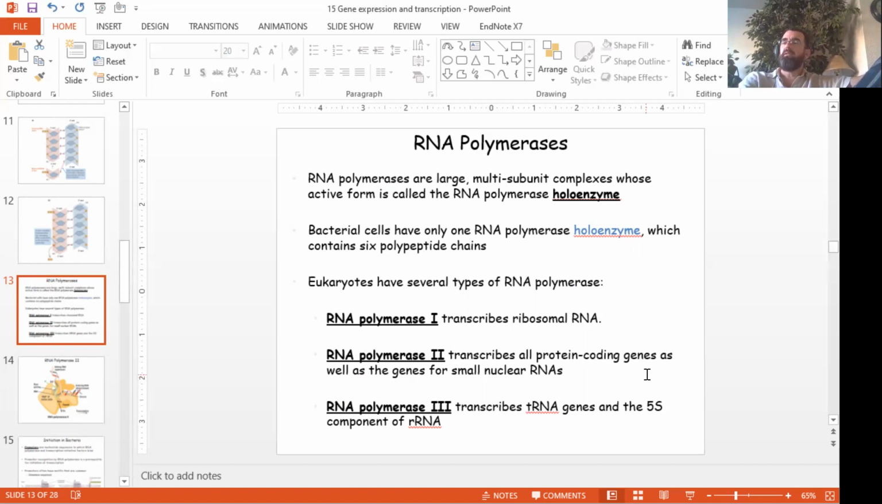RNA polymerase 1 makes ribosomal RNA. So this is the RNA that's responsible for translation, or at least a large part of rRNA. And RNA polymerase 3 makes tRNA. These are the small RNAs that are responsible for translating the mRNA strand, and a small component of ribosomal RNA.